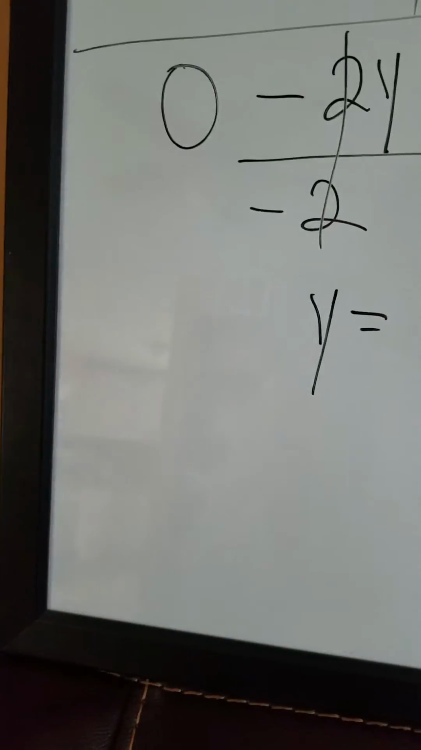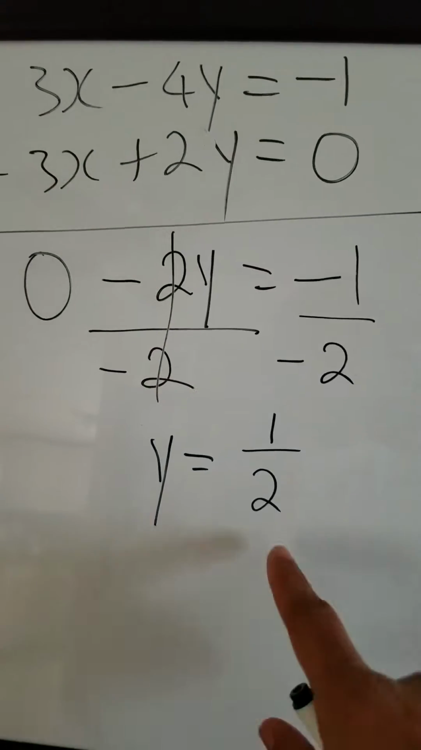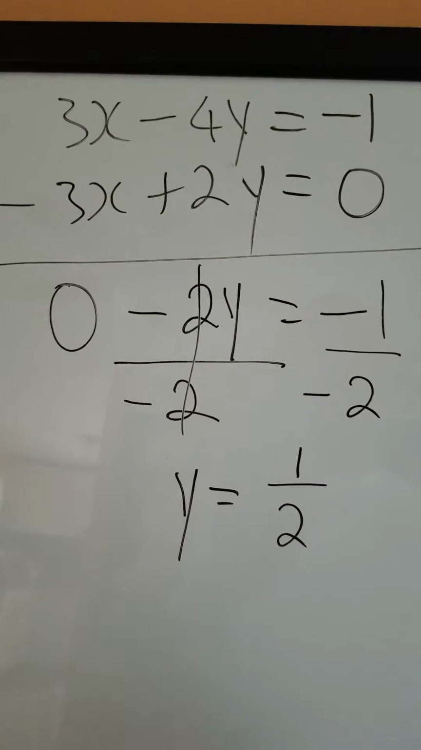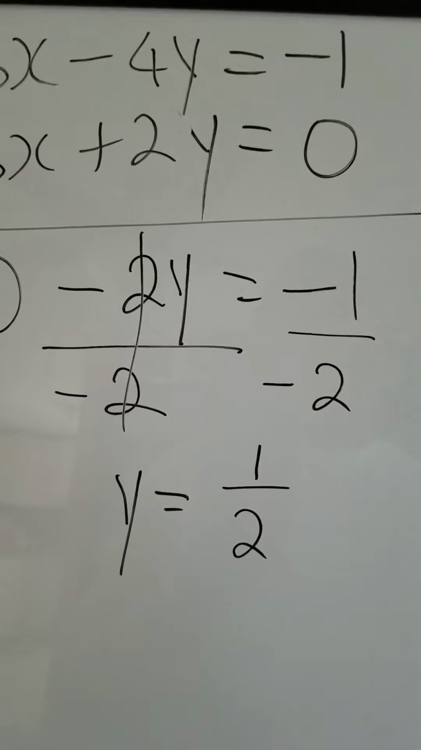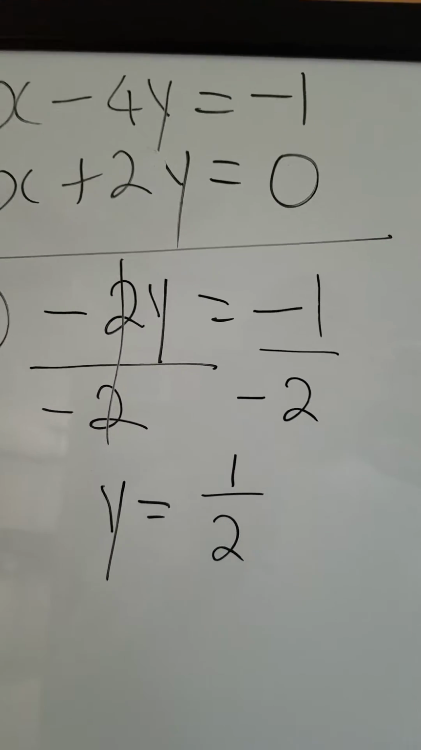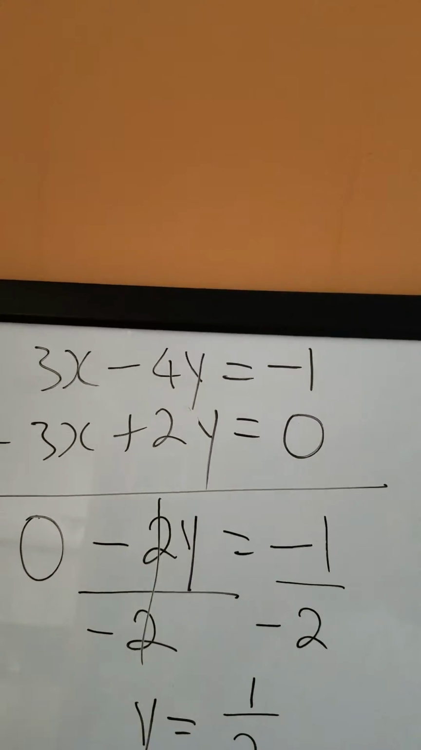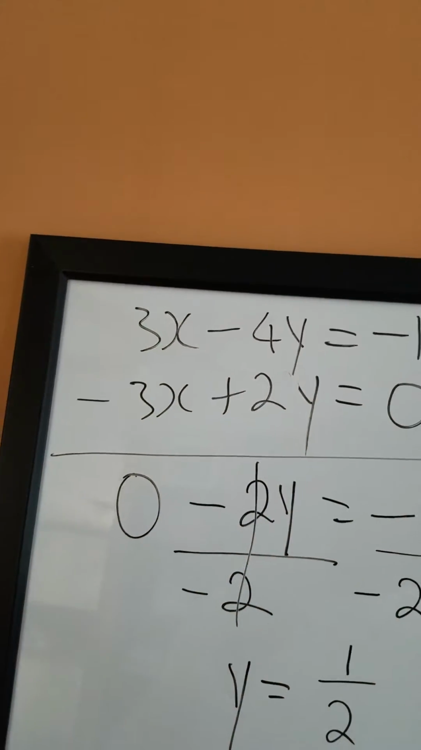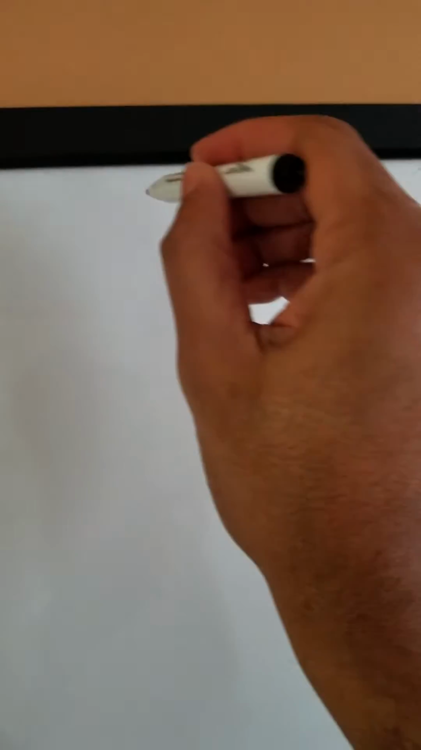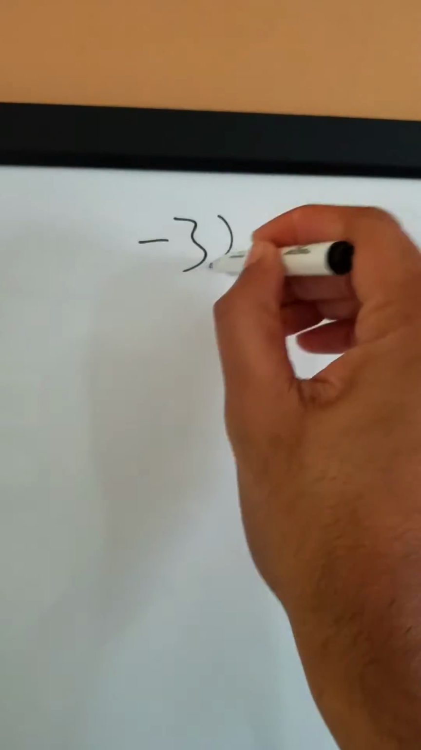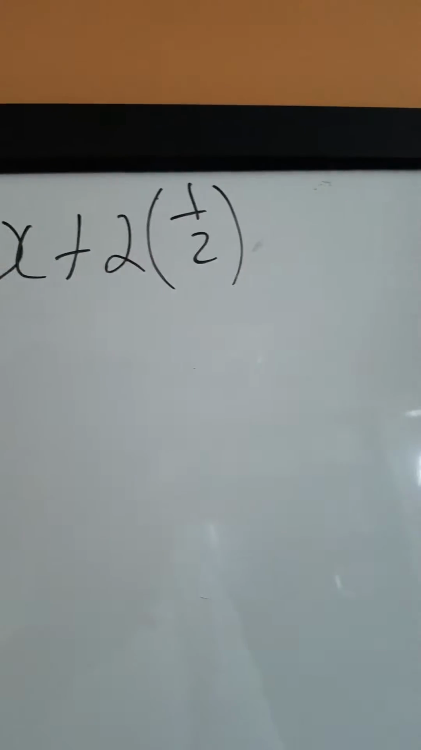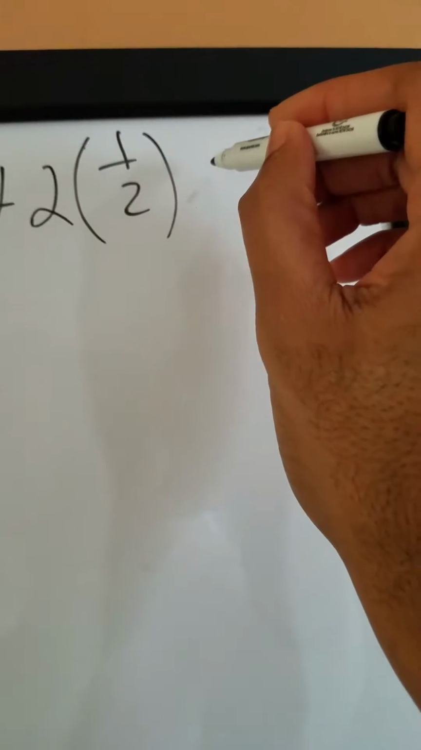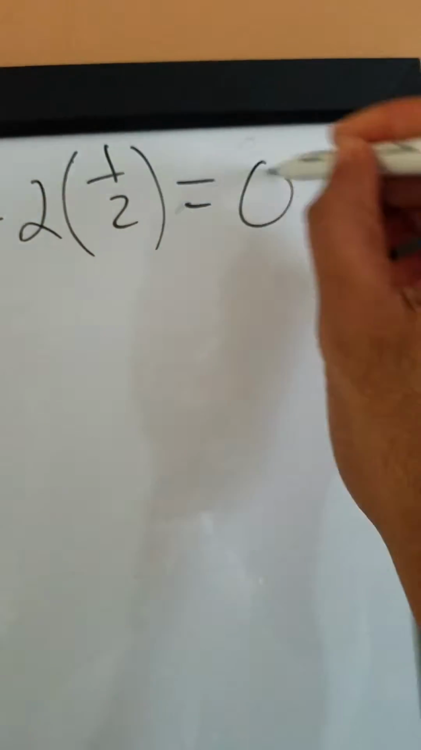Now that we know that the value of y is 1/2, we can go ahead and plug this 1/2 into any one of these equations, and that will give us the value of x. Let's try plugging this into the second equation. So we have negative 3x plus 2, and instead of y, we're going to put 1/2, and that's equal to 0.